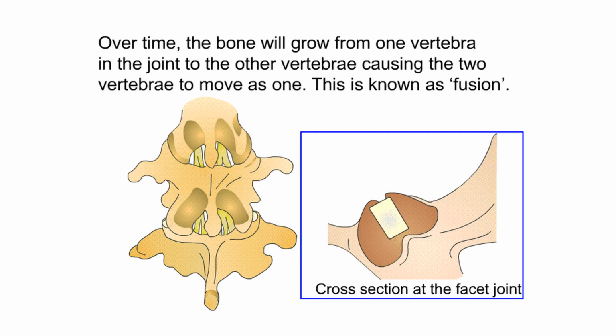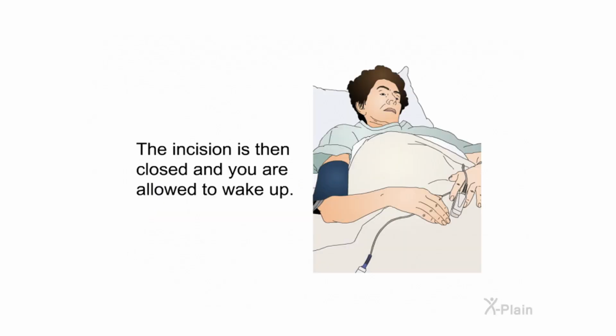Over time, the bone will grow from one vertebra in the joint to the other vertebra, causing the two vertebrae to move as one. This is known as fusion. The incision is then closed and you are allowed to wake up.